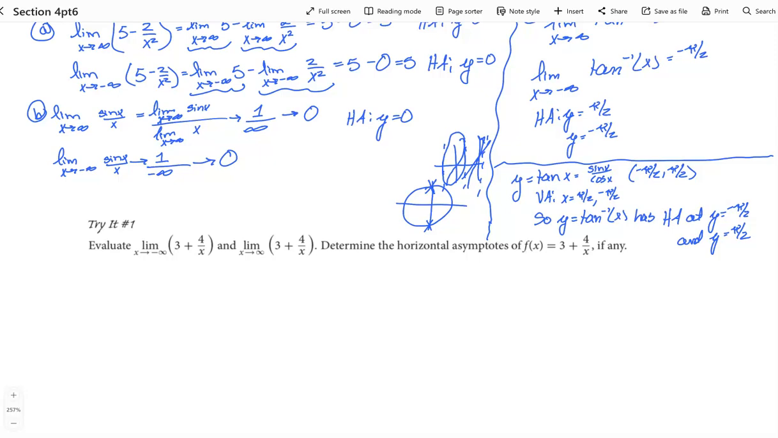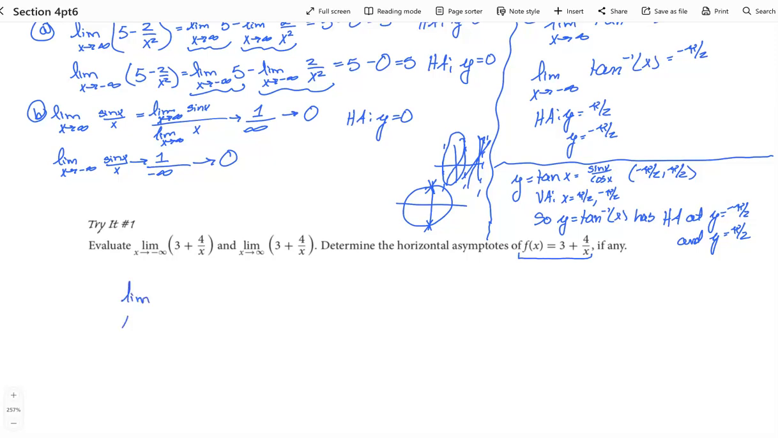Let's say you want to find horizontal asymptotes for this function, y equals 3 plus 4 over x. To do that, we're going to take the limit as x approaches negative infinity and as x approaches positive infinity. So this is where you may want to pause the video, try it, come back, and check your answer.